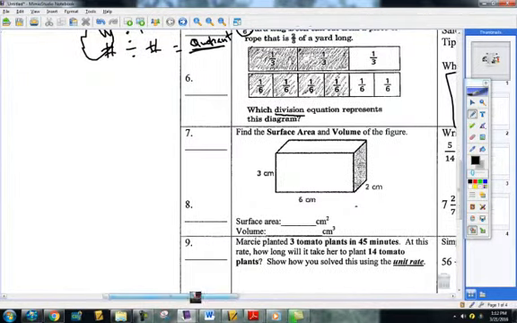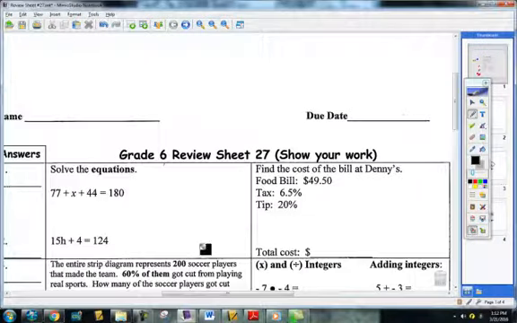Next one: volume and surface area. We talked about this on review sheet 27. I know a lot of you, for volume, are just going to do length times width times height. But I want you to get in the habit of using this formula. Now, remember this.